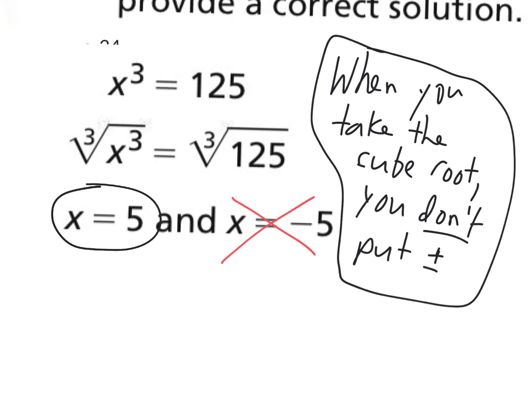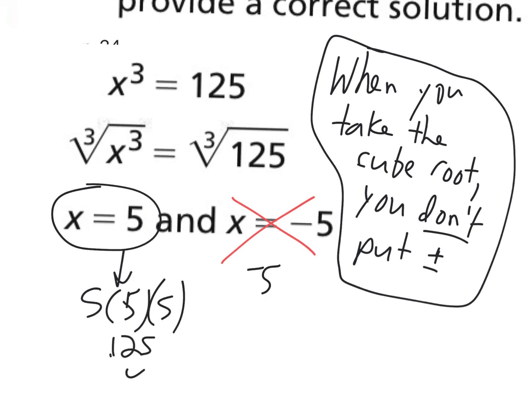Okay, and again, the problem with that, this works. 5 times 5 times 5 is 125. But if you do negative 5 times negative 5 times negative 5, that's negative 125.